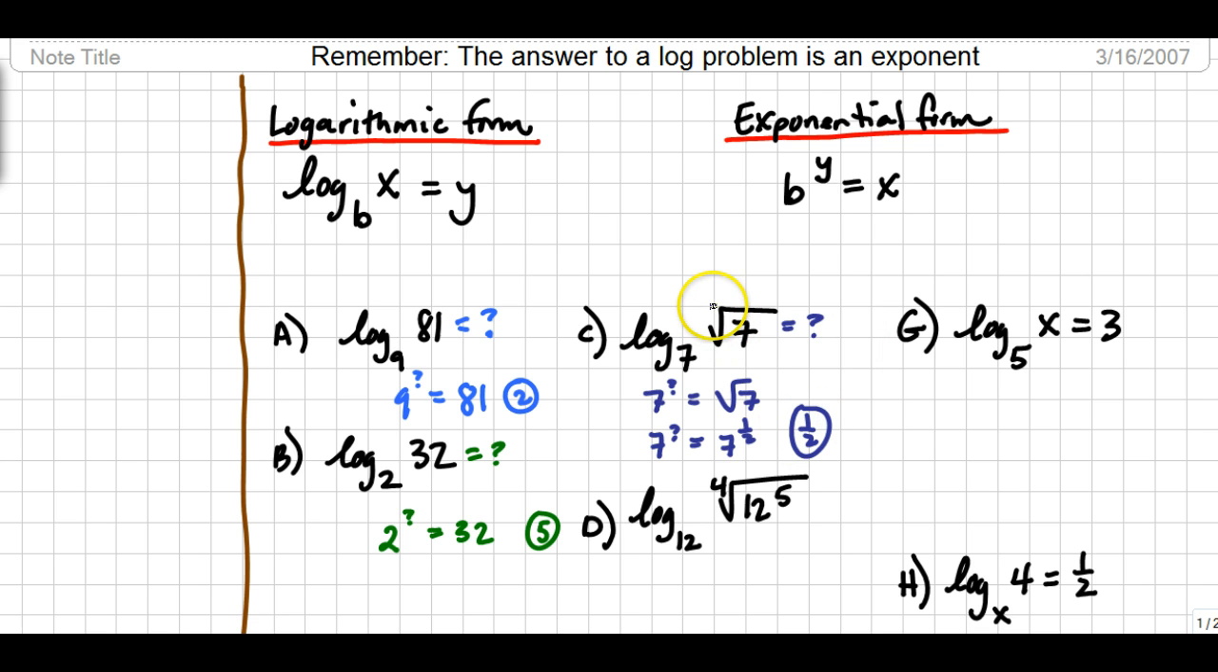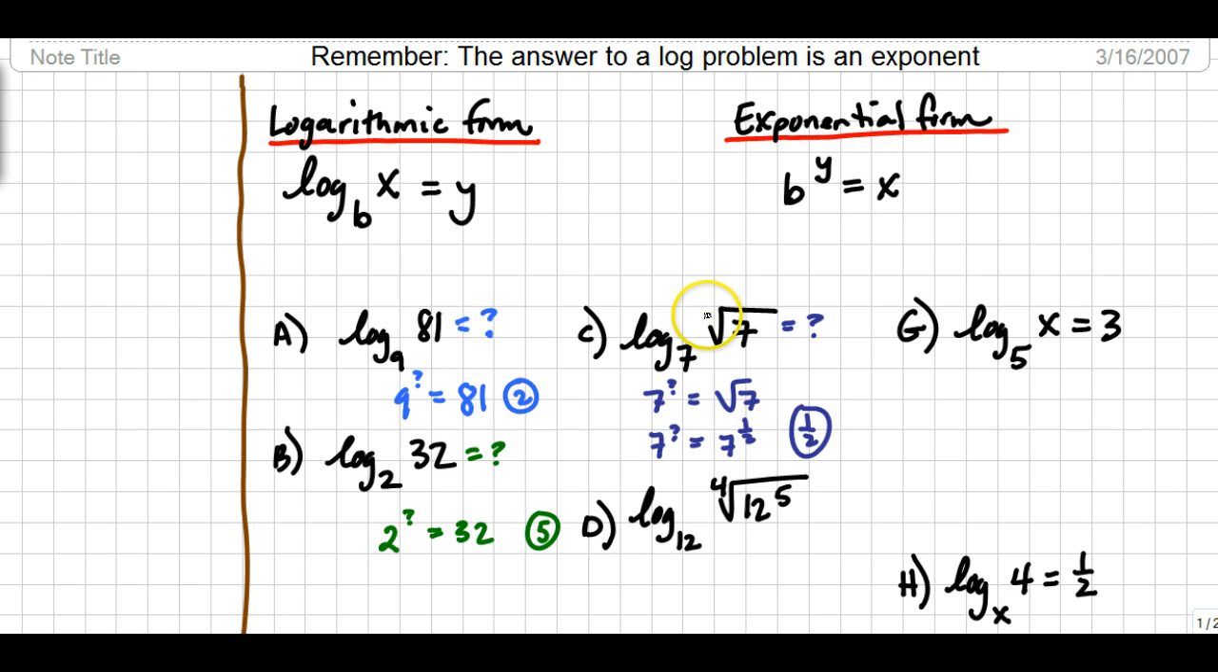Let's just do a couple for instances right now. What if this were a cube root? Then our exponent would have been a third. If this was a fifth root, our exponent would have been a 1/5. If this was a 10th root, our exponent would have been 1/10. So whenever you have a radical, convert that radical into fraction form and you'll have your answer.